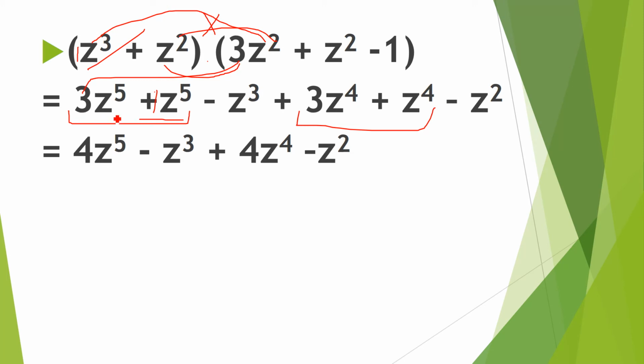Here now we are doing addition and subtraction. So here in addition and subtraction, no need to add the exponent. Only in the case of multiplication we add, right? So it will be 4z power 5, minus z cube will remain the same. This is 3z4. No coefficient, it means there is 1. So 3 plus 1, 4z4 minus z square, and this is our answer.